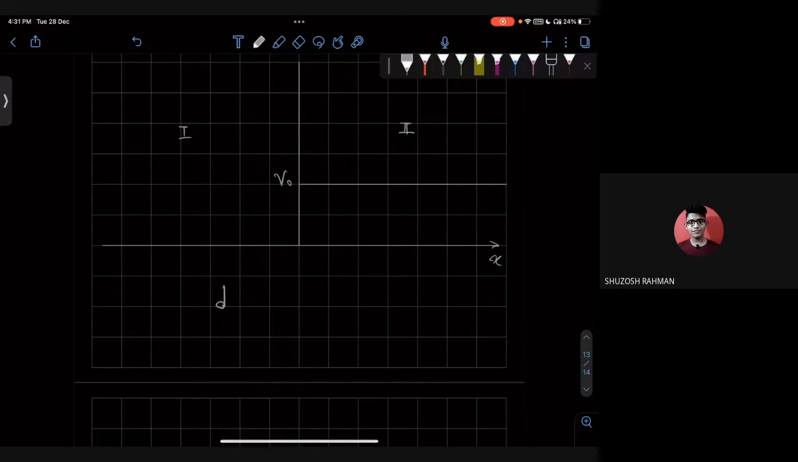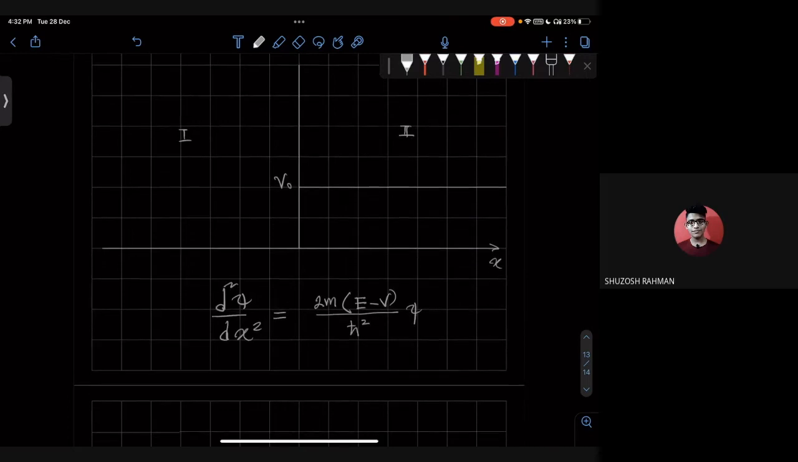That Schrodinger equation is d squared psi by dx squared is equal to, so here we have h bar squared, and here we have 2m, and E minus V of psi, right? Did I get the signs right? Yeah. Okay, all right. So this is the equation we want to solve.